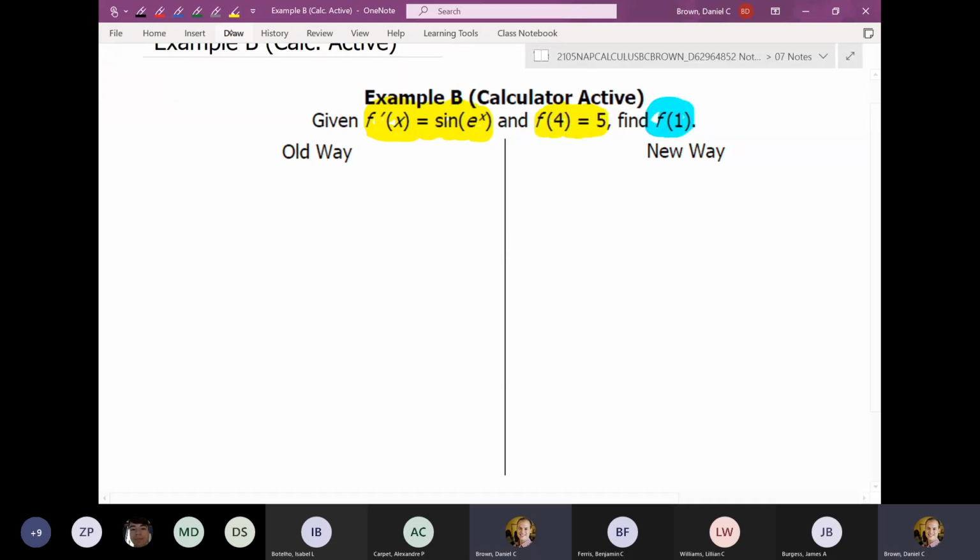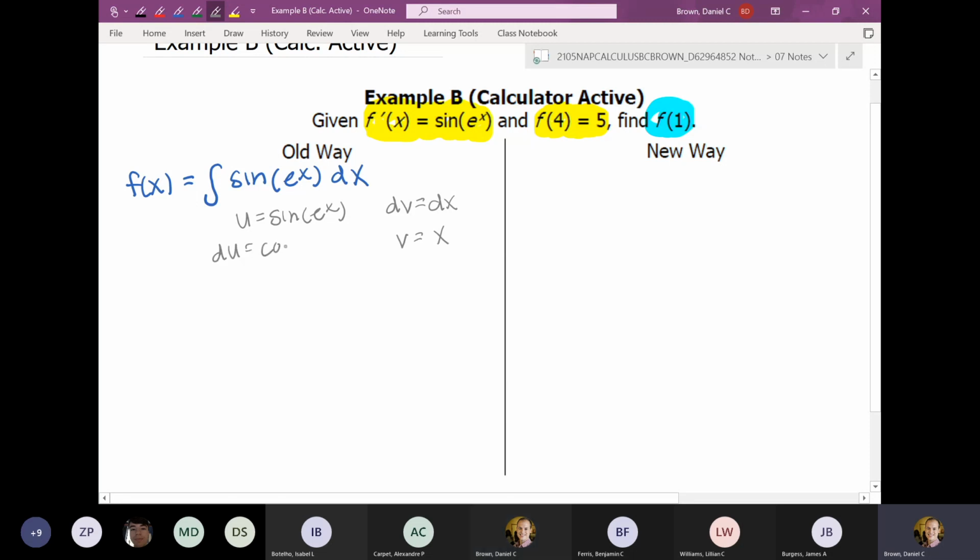Now, if we were to do this the old way, well, we know that first we would need to find f of x, which would be the integral of sine e to the x dx. And then you would have to try to find a way to integrate the integral of sine e to the x. Now, I'm going to be honest, we could go ahead and try doing some integration by parts where we have a single term integral. I'm going to tell you right now it's not going to work out too nicely for us. In fact, this is one that we really can't do by hand.